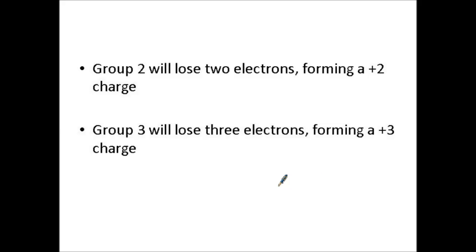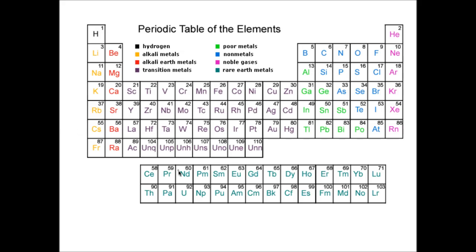Some trends that you need to know about the periodic table: all group 2 elements are going to form a +2 charge. All group 3 elements are going to lose 3 electrons and form a +3 charge. We didn't mention group 1, which will form a +1 charge. We're going to go ahead and try to label that on our periodic table.